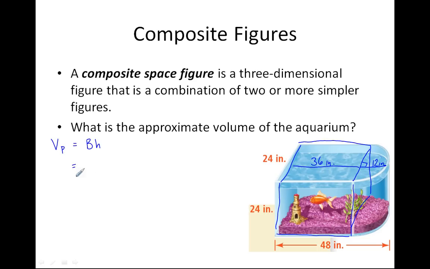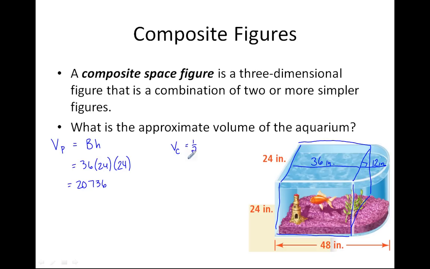So the area of my base is going to be 36 times 24, for what would be the length and the width, times the height, which is 24. So we have 36 times 24 times 24, we get 20,736.